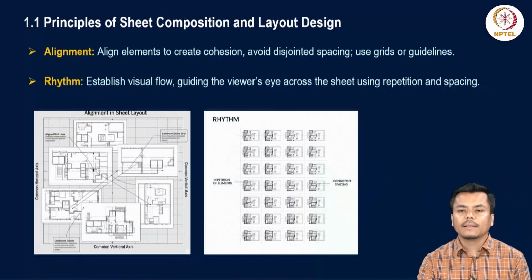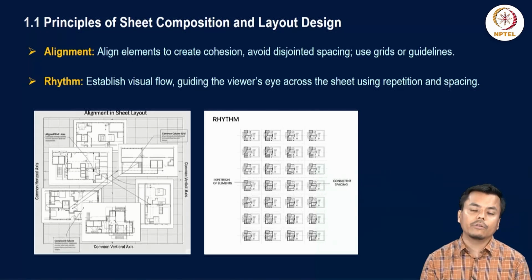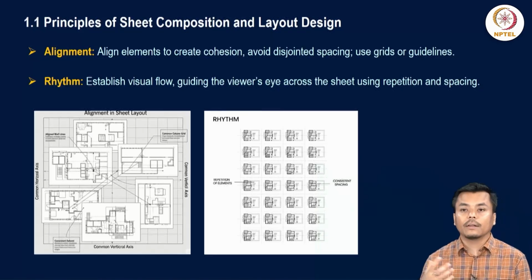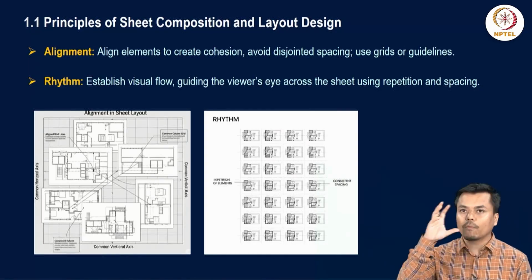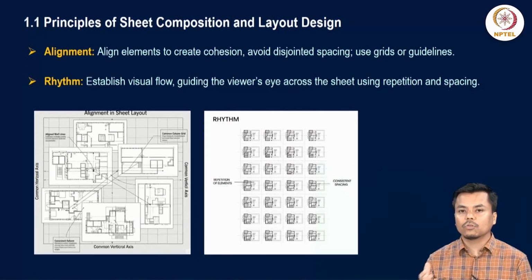Next is alignment. So the format or the exact boundary that you have selected: can your drawings be aligned with respect to those boundaries? That also you can think of. Next is rhythm, which establishes visual flow, guiding the viewer's eye across the sheet using repetition and spacing. Rhythm is a very important element because it guides the movement within the sheet. How you can direct the viewer from one part of the sheet to the other part of the sheet is done through these different principles that have just been discussed.